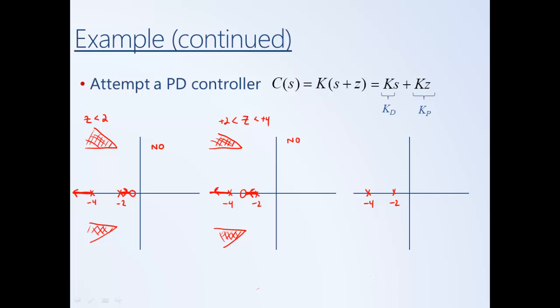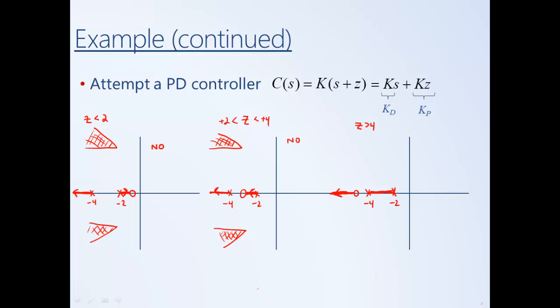So the last region, or last chance, is to try a 0 that's larger than 4. That's to the left of the open loop pole at -4. So again, we draw the root locus. We're to the left of 1, which is odd, and to the left of 3, which is odd. We still have 2 poles and 1 0, so we have 1 asymptote going off at -180 degrees.